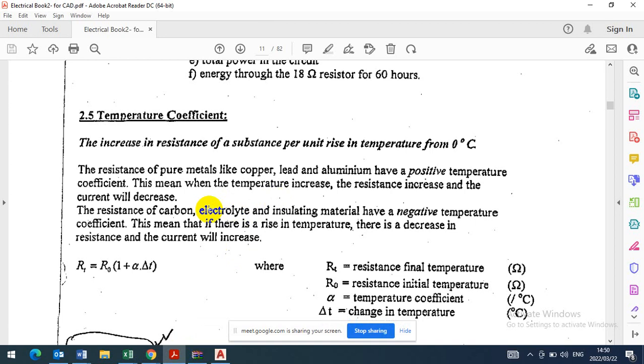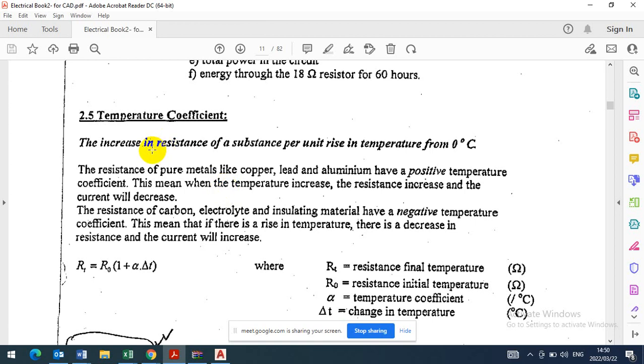You know, we have got different materials. When you heat them, some of them increase in resistance, others reduce in resistance. So what you need to come up with here is just to understand what happens to the material when you are heating it up. For temperature coefficient material, that's what we call them. There's positive temperature coefficient, and there are those that are called negative temperature coefficient materials. So the positive temperature coefficient materials are those that, when you heat them up, increase in resistance.